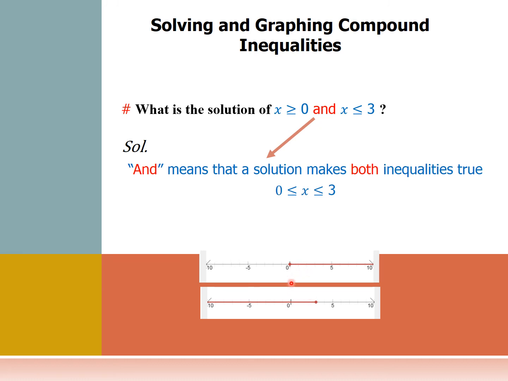Then where is the common area between these graphs? This is the common area, from 0 to 3. This is the common area between the two inequalities, so the solution area is the common area between them. If you see here, we have the common area between the two graphs from 0 to 3. So x is between 0 and 3.